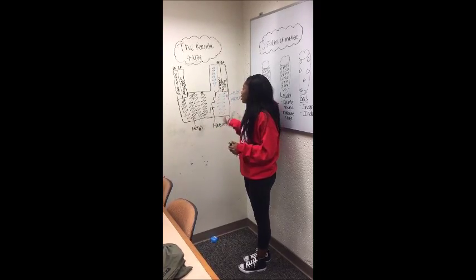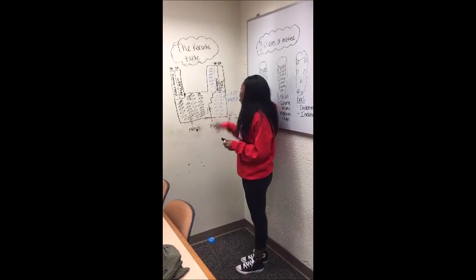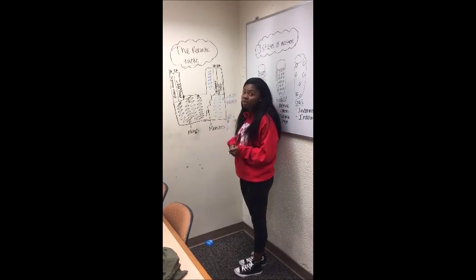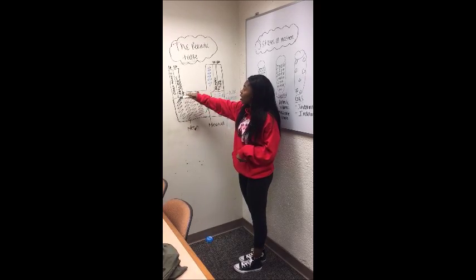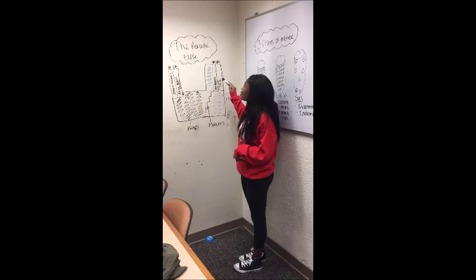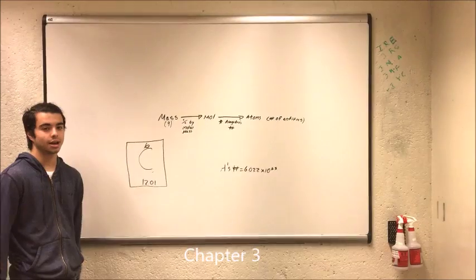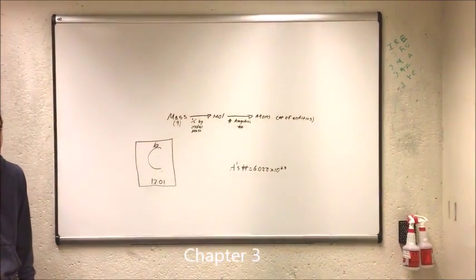metalloids, which are elements that have properties of both metals and nonmetals. On the right side are going to be the nonmetals. The main groups are going to be alkali metals, group 1, alkaline earth metals, group 2, halogens, group 7, and noble gases, group 8.